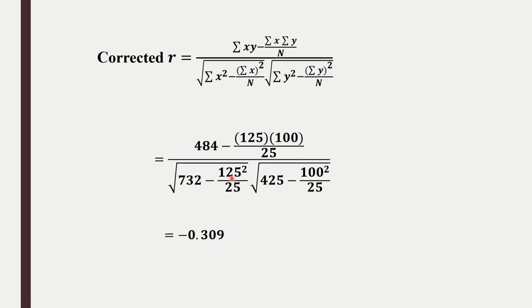So all these are not the original ones which are given in the problem. These are the corrected summation xy, corrected summation x, corrected summation y. Okay, all these are the corrected values of these summations, and then substituting in the formula to get the value of r. So r lies between -1 and +1, and there is a negative correlation.